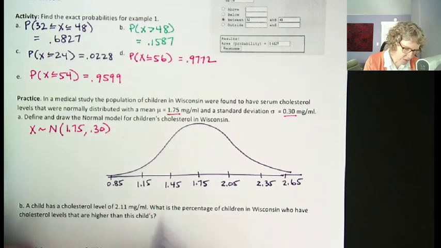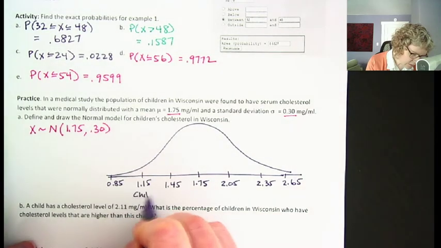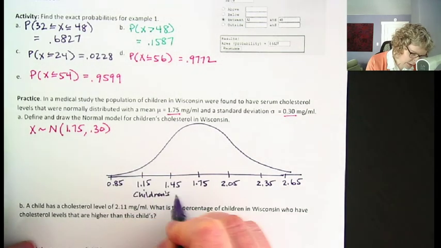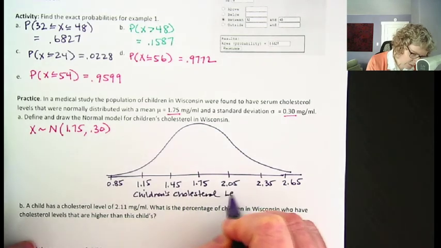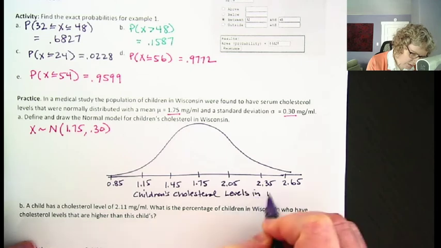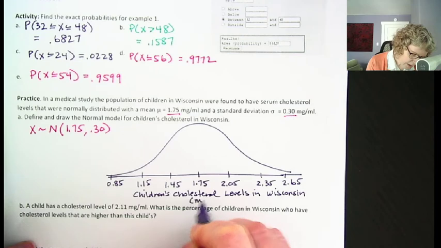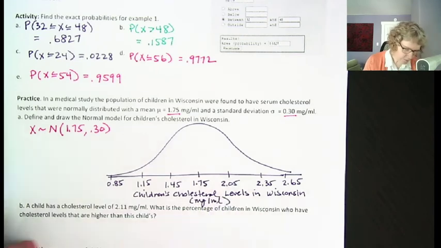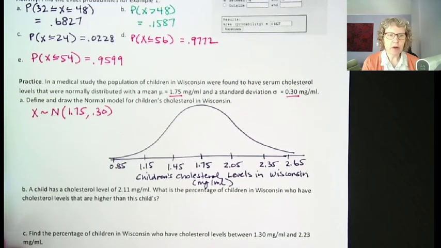Okay, and I want to label this axis. So this is children's cholesterol levels in Wisconsin, and the units are milligrams per milliliter. Okay, so that's how we define and draw the distribution. This shows people what we're talking about, what normal model we're dealing with. Okay, now we can use this to find some probabilities.